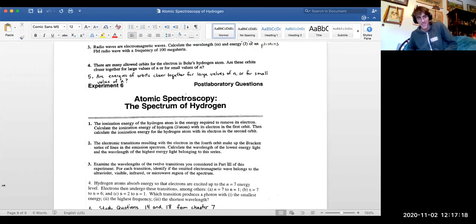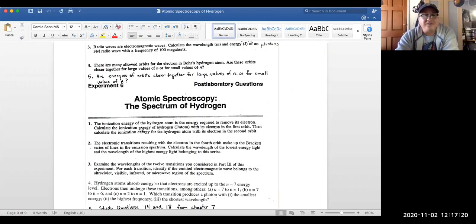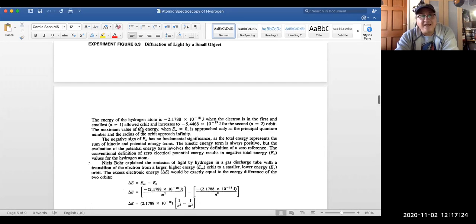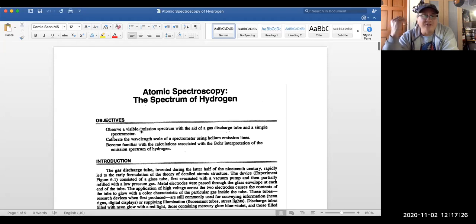For the atomic spectroscopy of hydrogen, you're going to find that in chemistry they use spectro- a lot of different ways: spectrophotometry, spectroscopy, spectrometry. I'm not sure why they have different ways of naming them, but they're all essentially the same type of thing. We're looking at light.